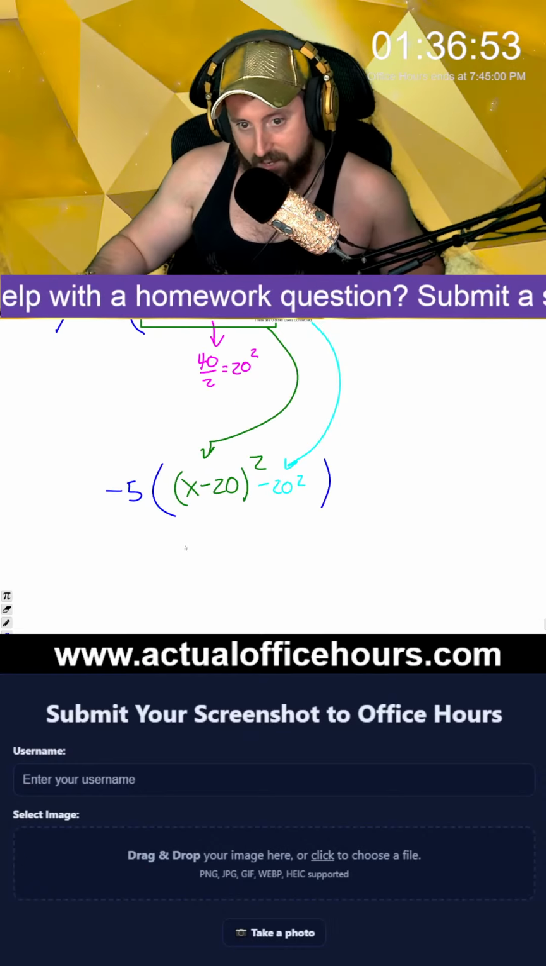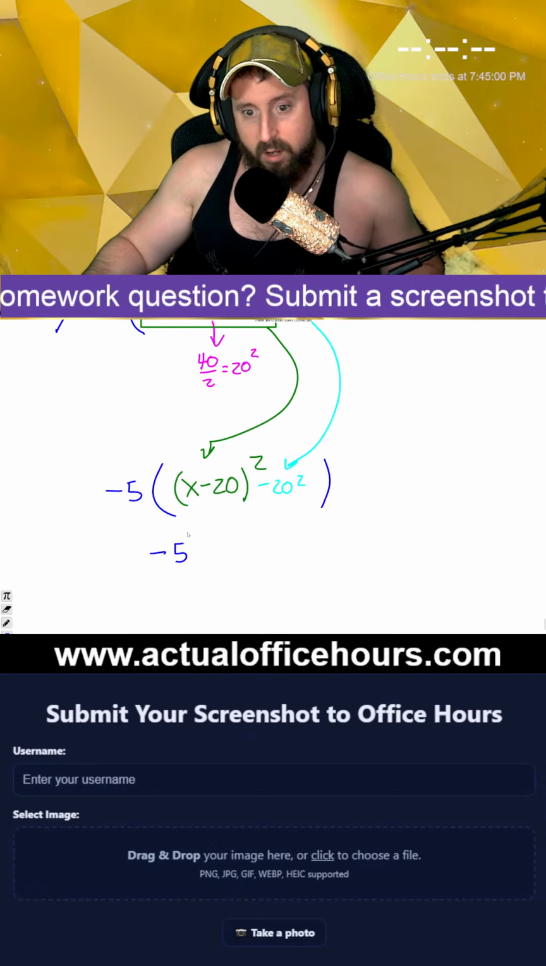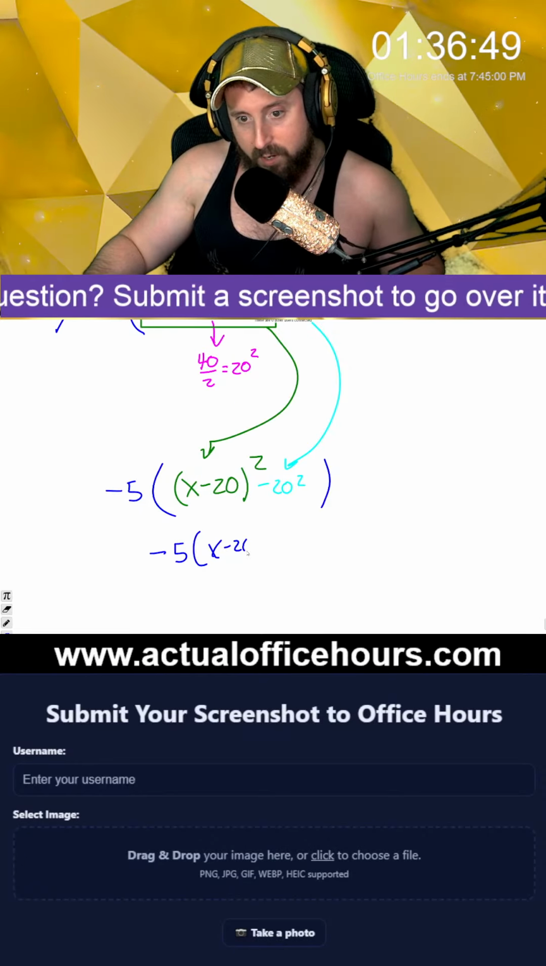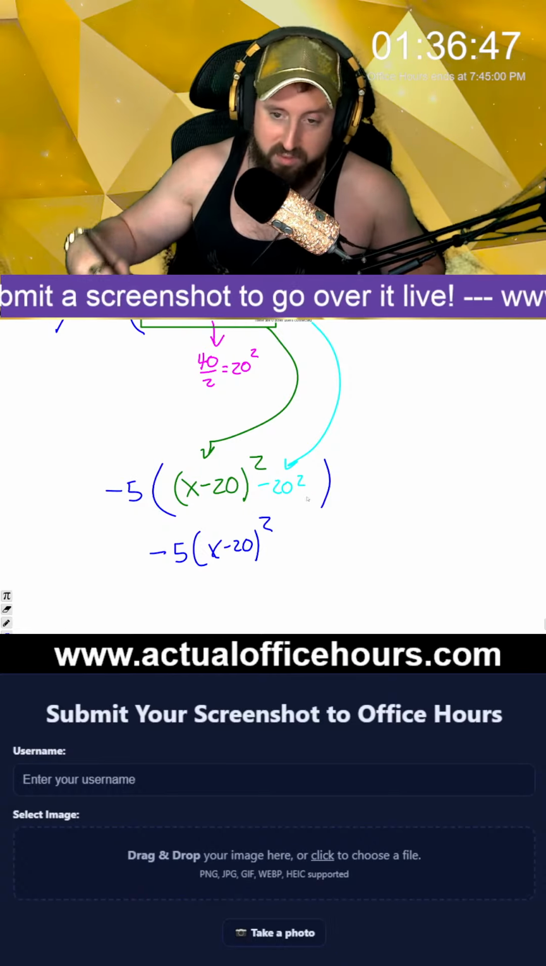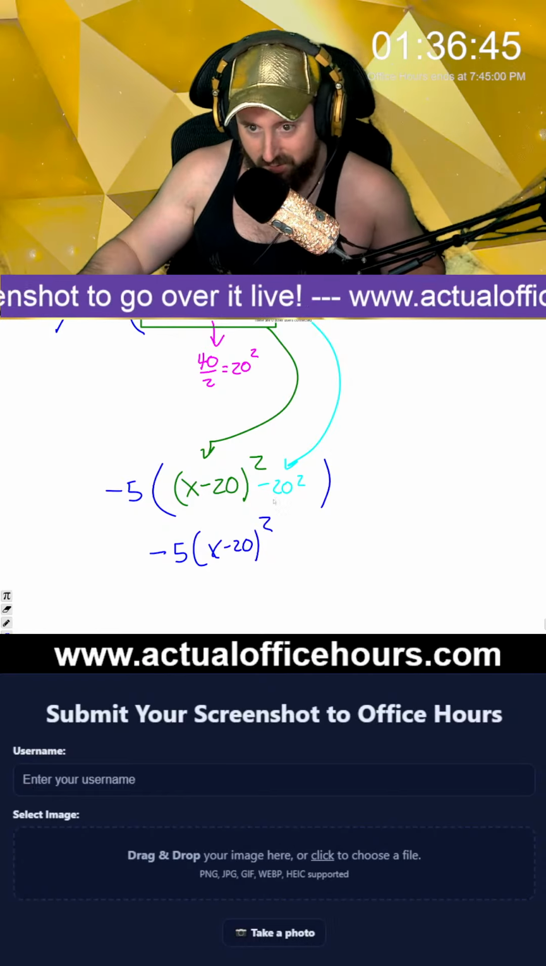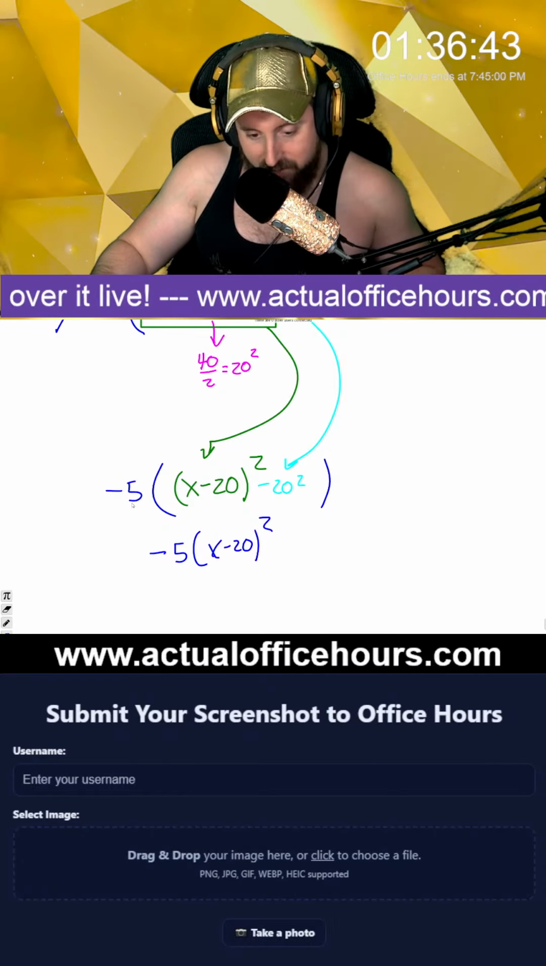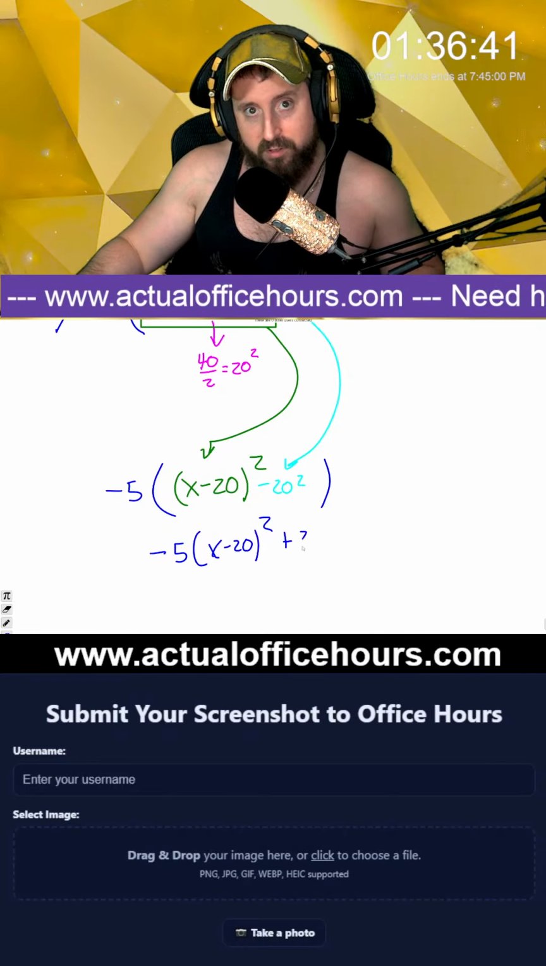So now you can run it back in. And you get negative 5, x minus 20 squared. And then this is minus 400. But then minus 400 times minus 5 is plus 2,000.